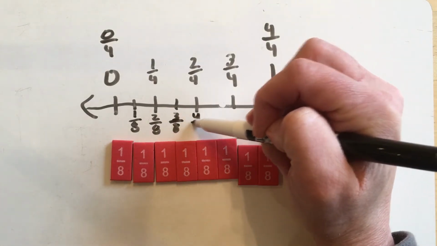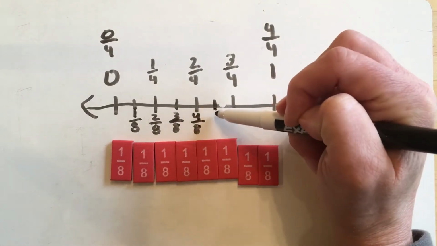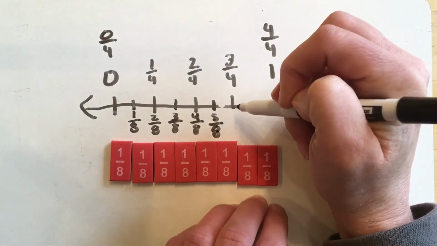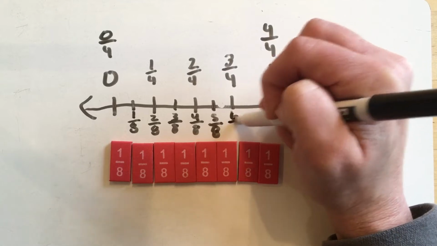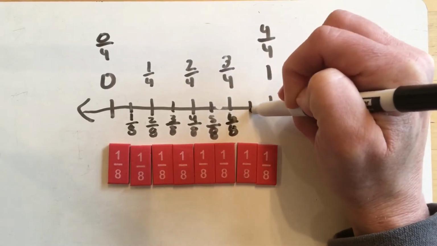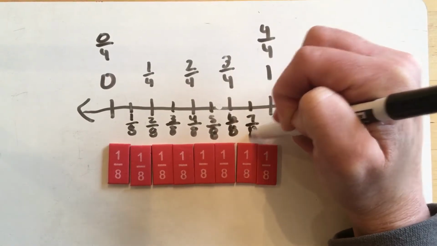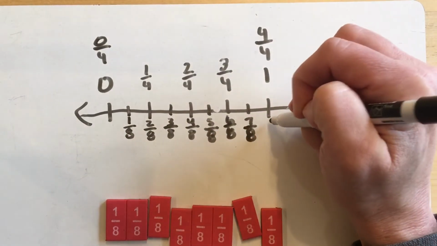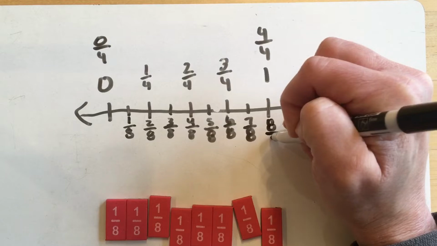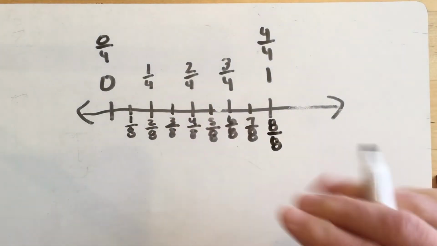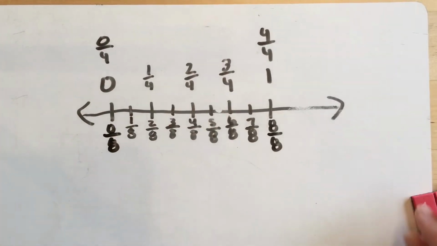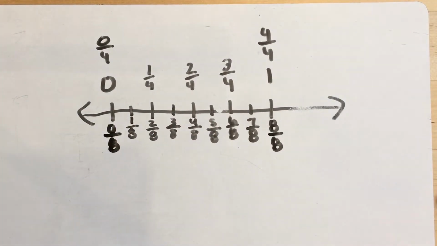Then I have 4/8, 5/8, 6/8, 7/8. And I'm going to just move that down for a minute. 8/8 is equal to 1 whole, and I do need to add my 0/8 over here. Okay, so let's go ahead and look at our number line.